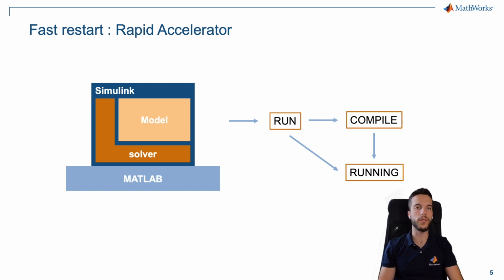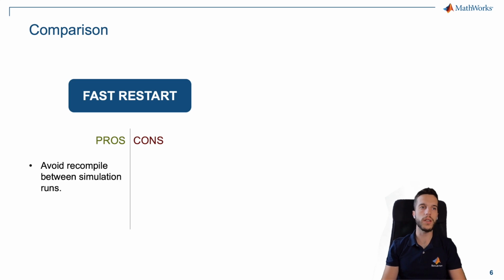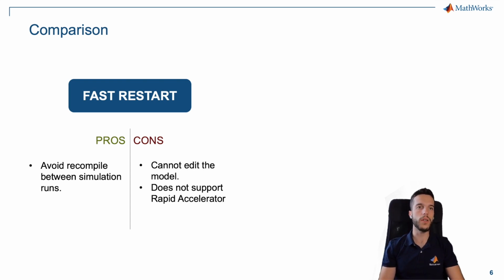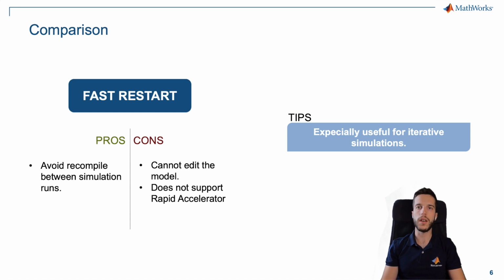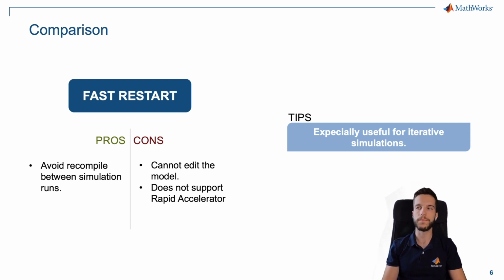So let's do a little bit of comparison. Why should we use the fast restart? The pro is that we avoid recompiling between simulation runs, of course in the case that we didn't change the code. At the same time, we cannot edit the model, and it does not support the rapid accelerator, as I said one moment ago. Our tip is that it is especially useful for iterative simulations. When we change only parameters, but don't change the structure of the model, it is very useful because you can save a lot of time by avoiding the recompilation.